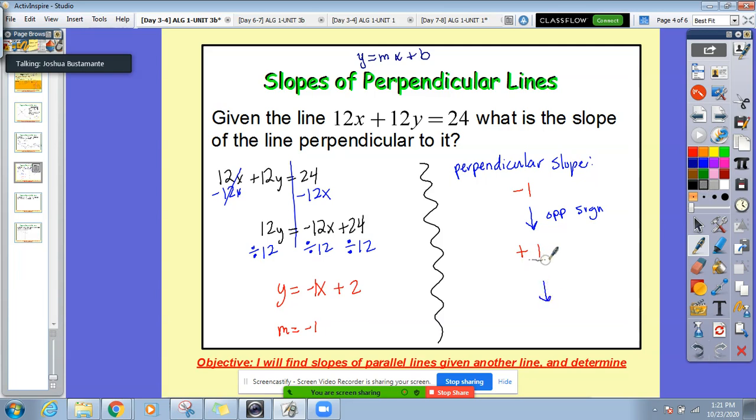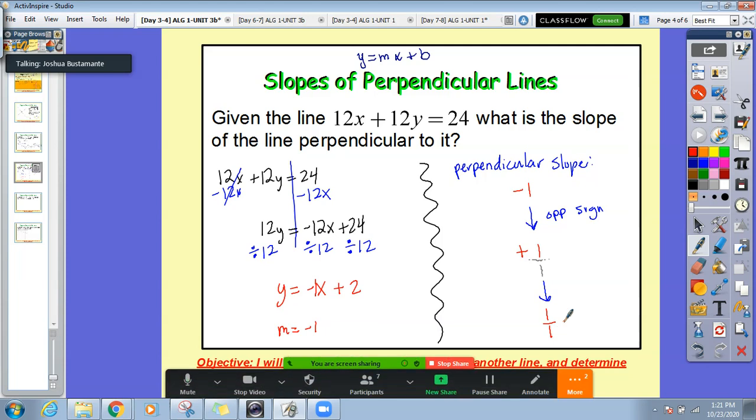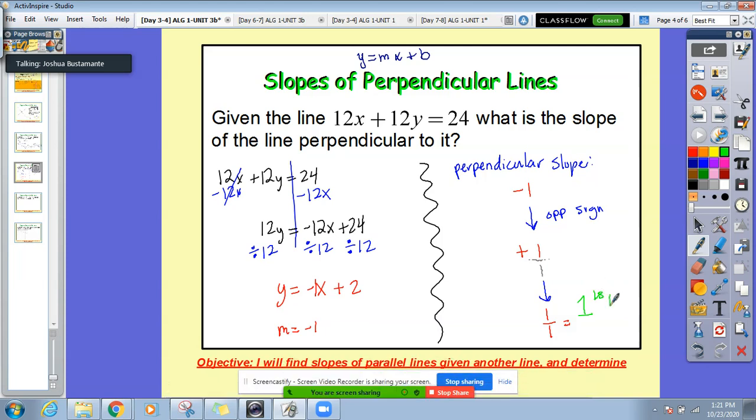So it's really positive 1 over 1 since it's a whole number. And when that flips, that still just becomes 1 divided by 1, which is equal to 1. So our 1 is the perpendicular slope. Right, so 1 over 1 is 1, so that's our perpendicular slope to this original line given.